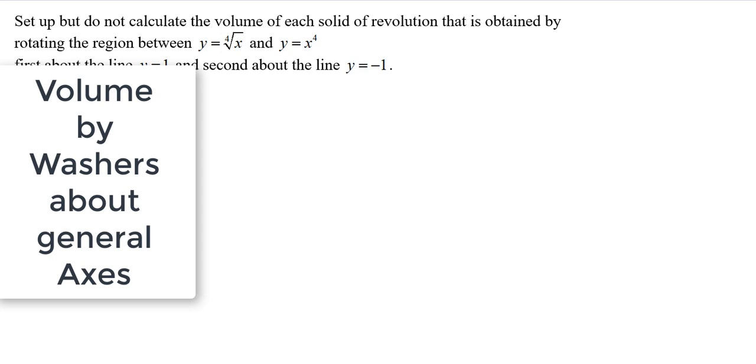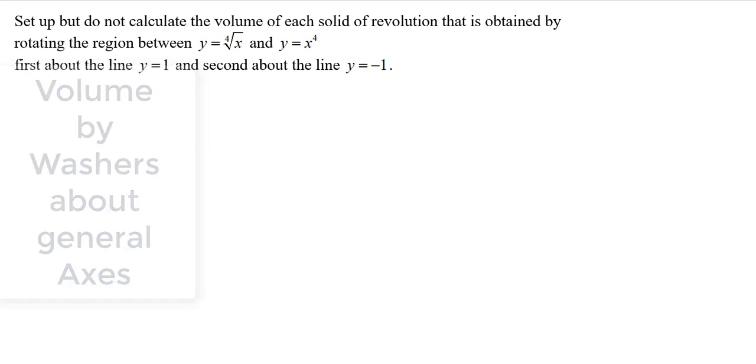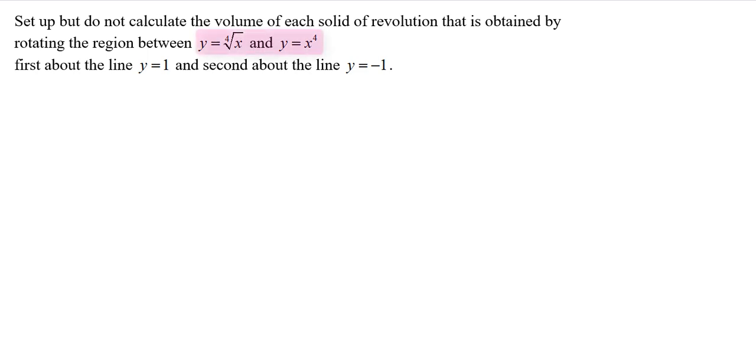This problem describes two solids of revolution that are created by rotating the given region about two different axes of rotation. Let us do these two volumes in parallel, and we begin with the sketch of the region in 2D.